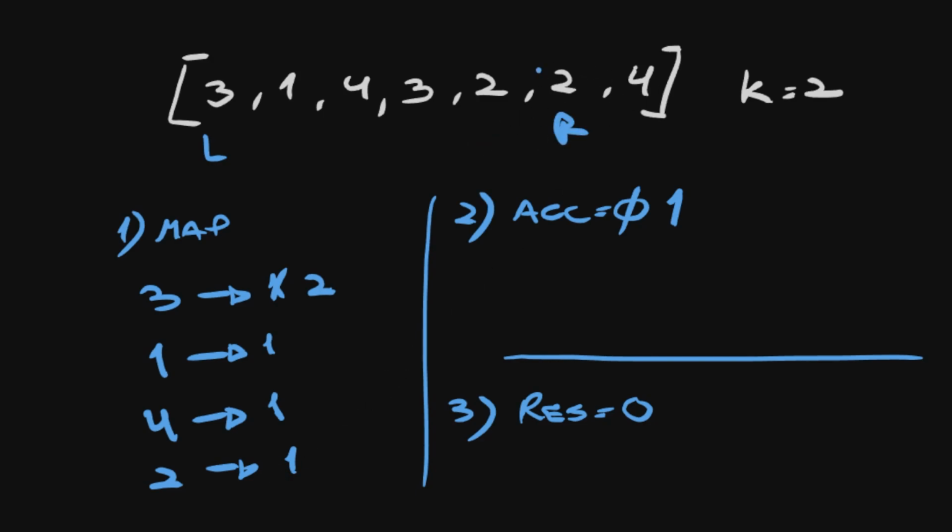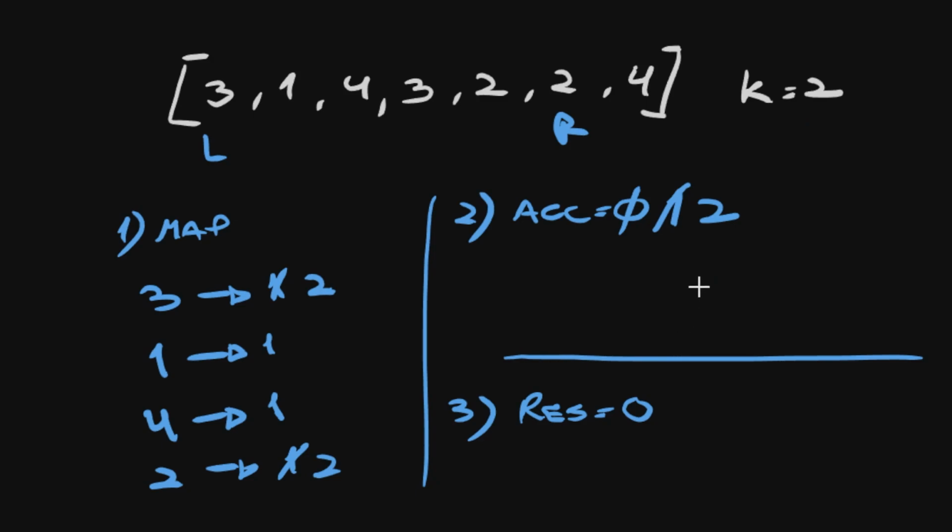Now we check if we have this 2 in the map, and we have it. We have seen the 2 one time, so we add 1 to the accumulated values. Now it's 2, and we add this 2 to the map. Now we have seen the 2 two times, and now the accumulated value equals k, so this means we can start adding subarrays to our result. The question is, how many subarrays should we add here?